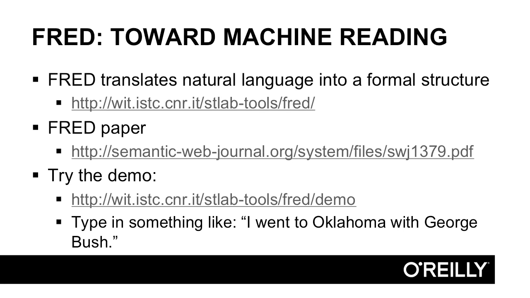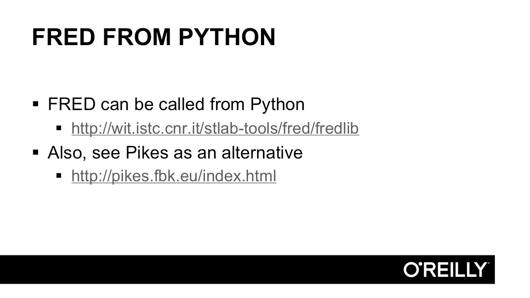In this video, we're going to talk about Fred, which is a tool that moves us a little bit towards machine reading. It translates natural language into a formal structure. Here I've listed the link to it. There's a paper you can read, and there's a demo you can run online. You can type in something like, I went to Oklahoma with George Bush. Fred can also be called from Python, and we're going to look at that.